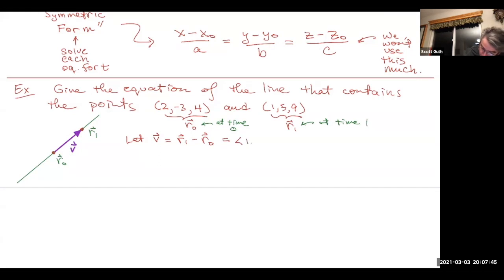159 minus the vector 2, negative 3, 4. So you'll get what, negative one, five minus negative three is eight. And nine minus four is five. So V is negative 1, 8, 5.